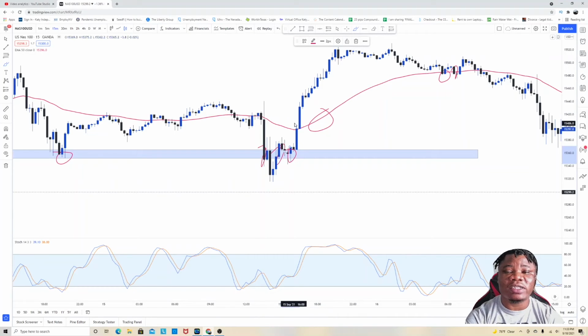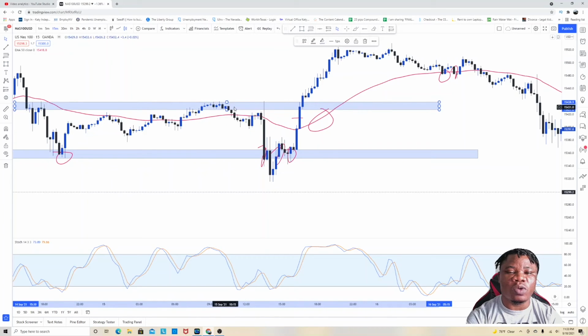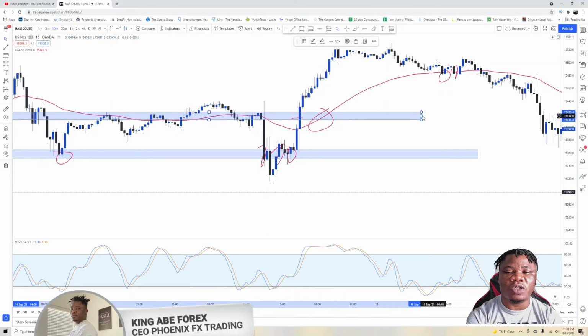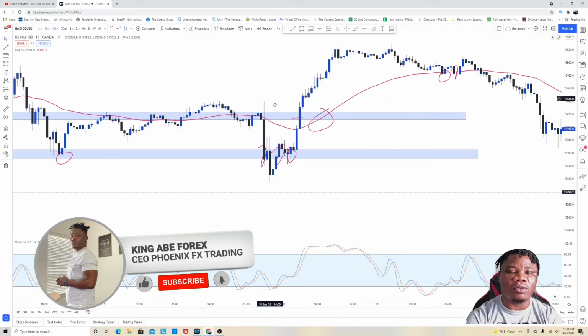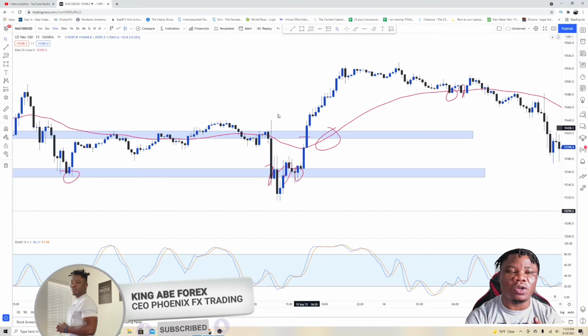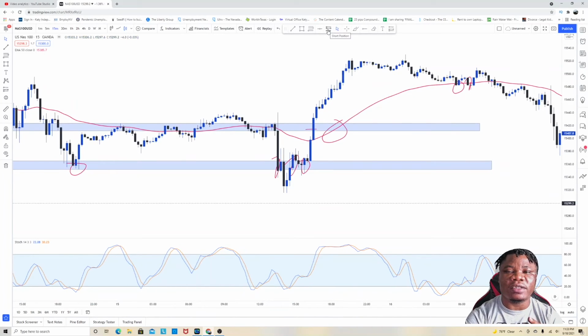Now once price broke the 50 EMA, and if we look up here, we can see that we had a resistance zone right over here as well. So now, because price actually broke the resistance zone, what you can do is get in this trade at this bullish candle right over here.